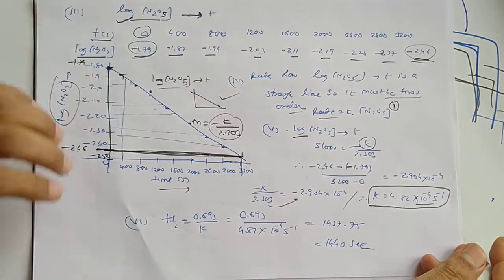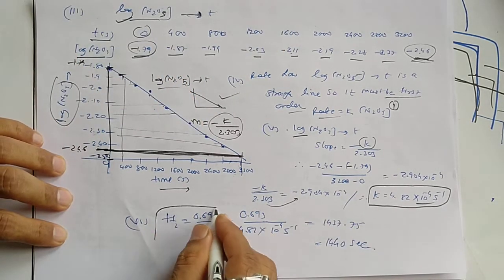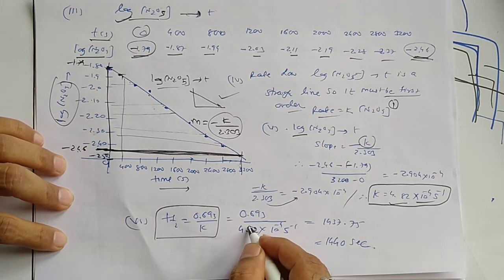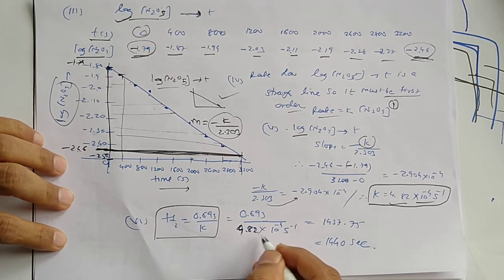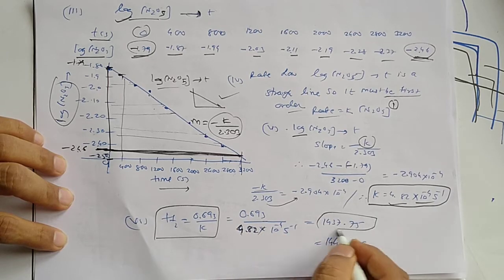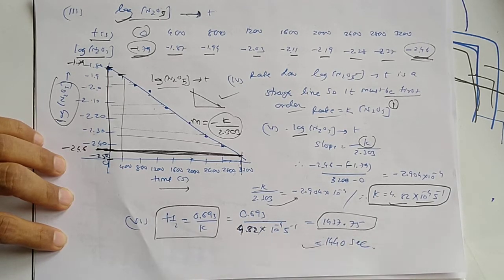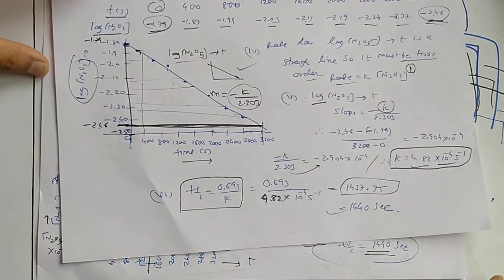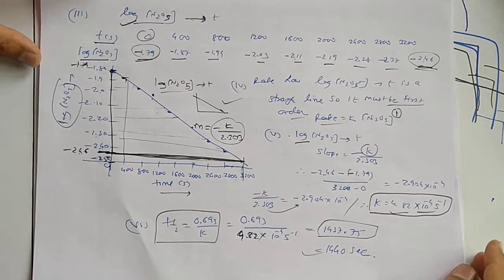And T1/2 we know is 0.693 upon k, so 0.693 upon 4.82 into 10 raised to minus 4, which gives 1437.75, which is our value, near about 1440. Understood?